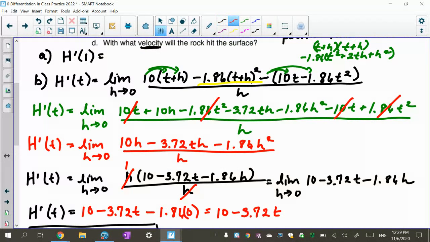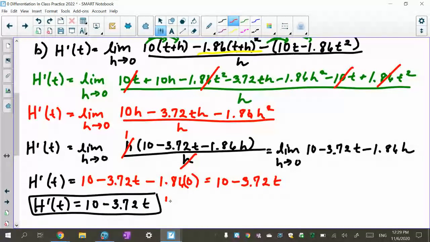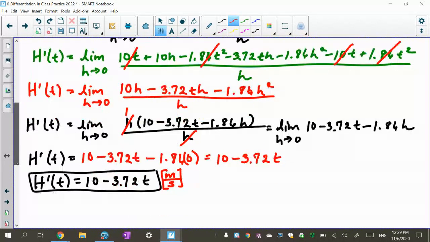So that's beautiful. Then that means 10 minus 3.72 times 1 equals 6.28. And I remember it's in meters per second. So that's how fast it was going after 1 second. And after doing this, I really should always label this meters per second. Anything I put in there is going to tell you how fast it's going at that time. So we just did A and B.